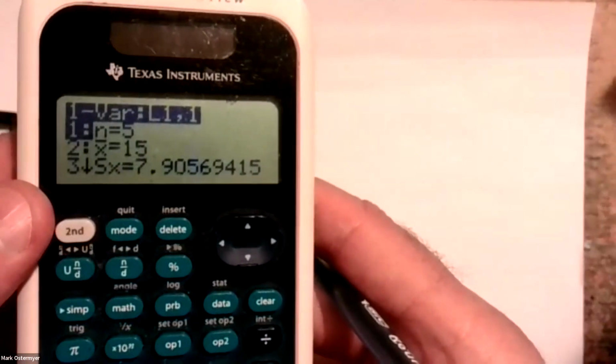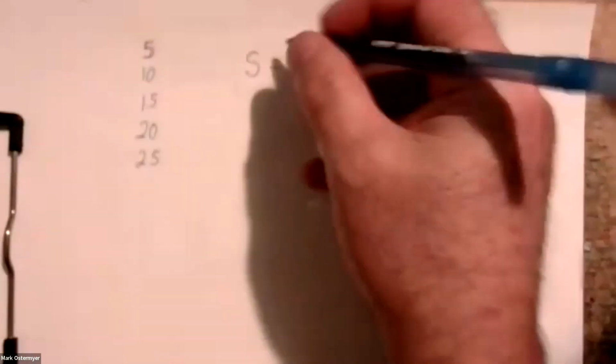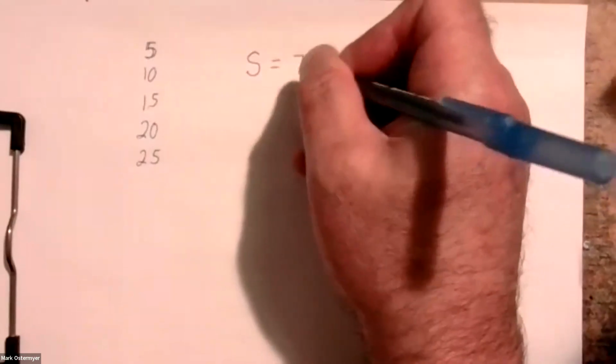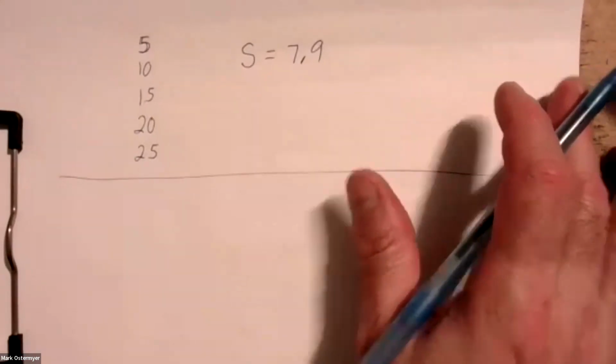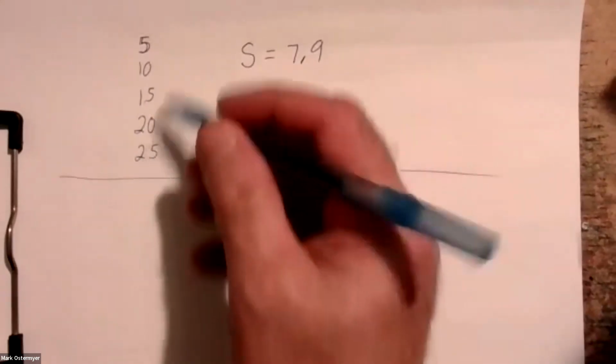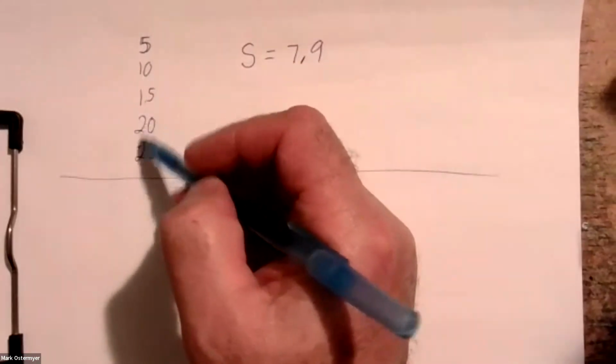Standard deviation is about 7.9. I'm going to write that down. 7.9. Now, here's an interesting thing. Suppose we take the same data set, ladies and gentlemen, we add 5 to every data point. We add 5 to every one of these data points.